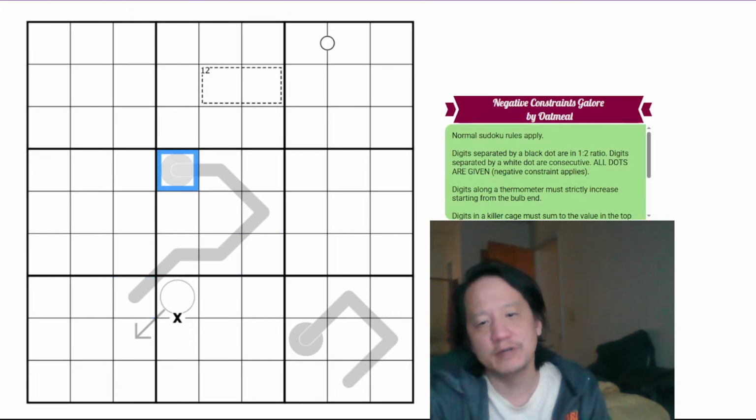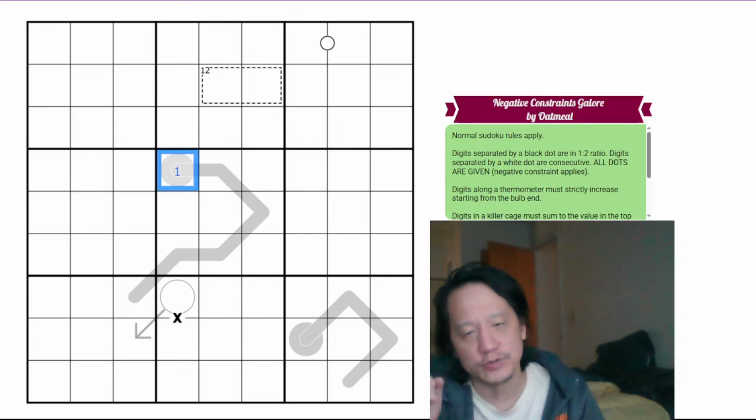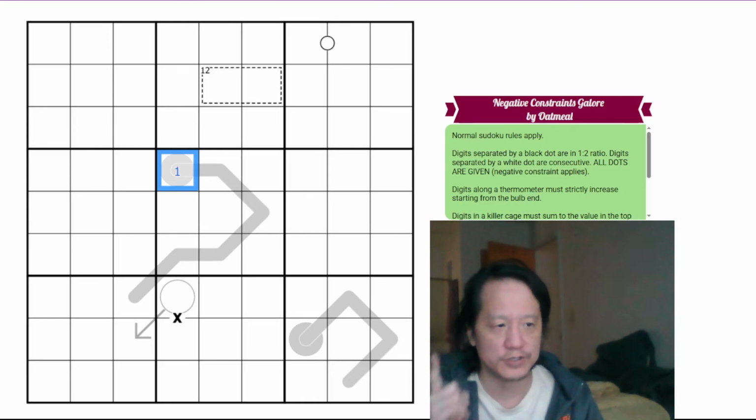So this could be 1, because that's the lowest digit possible in normal Sudoku.